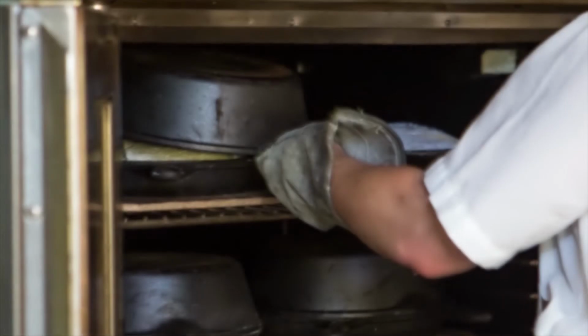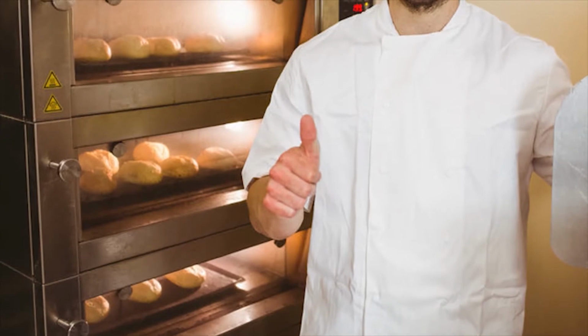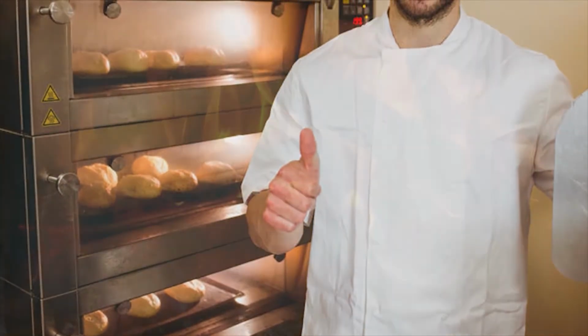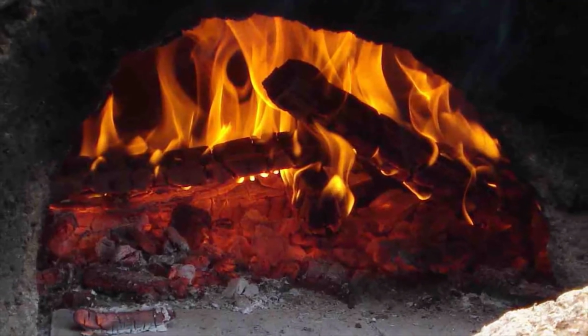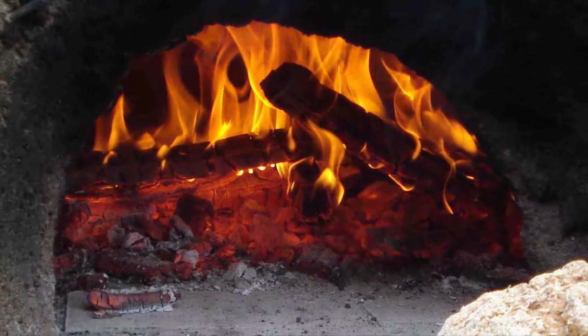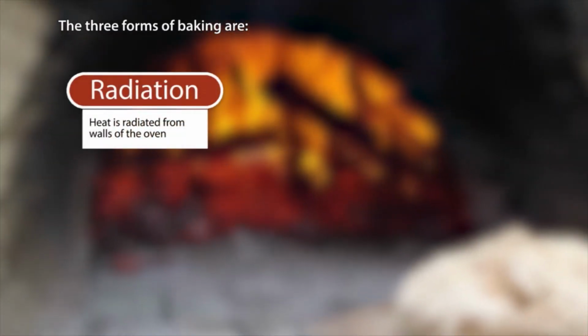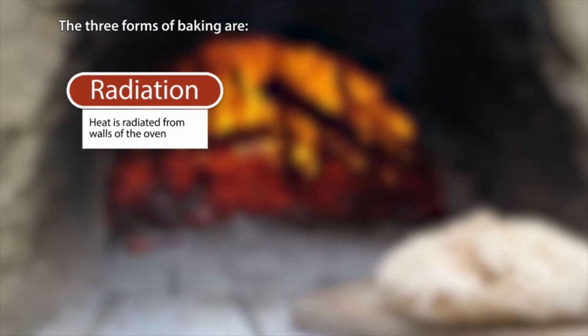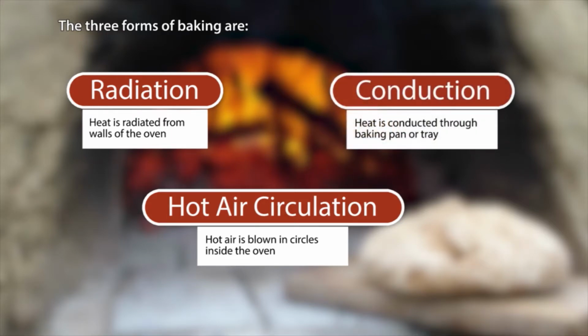Overview of the baking process. Baking is the method of cooking food with the help of dry heat, controlled in an oven, hot ashes or hot stones. A combination of three forms of heat is used for the baking process. These three forms are radiation. Heat is radiated from walls of the oven. Hot air circulation. Hot air is blown in circles inside the oven. Conduction. Heat is conducted through baking pan or tray.